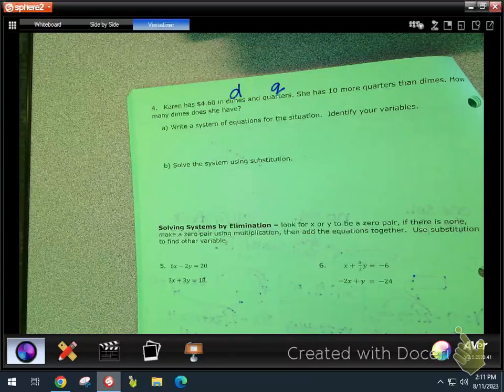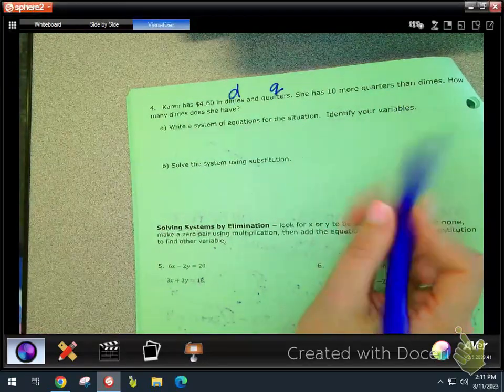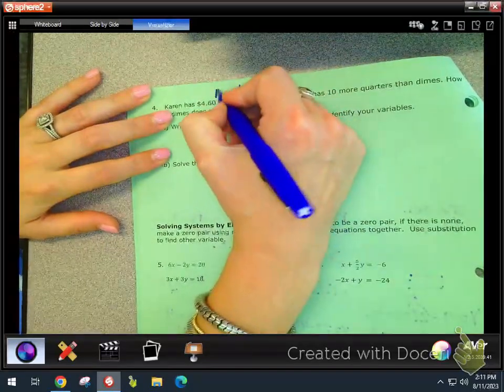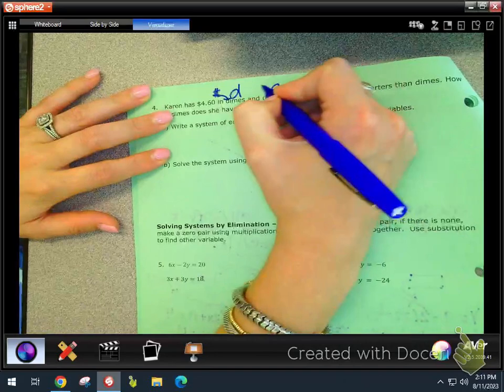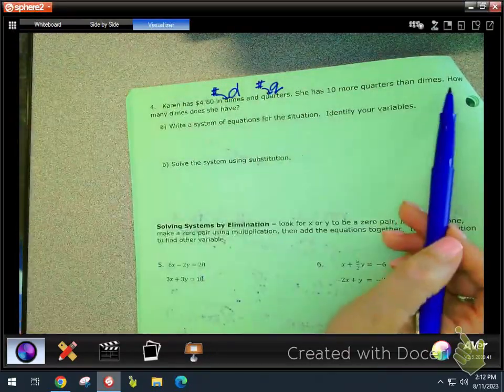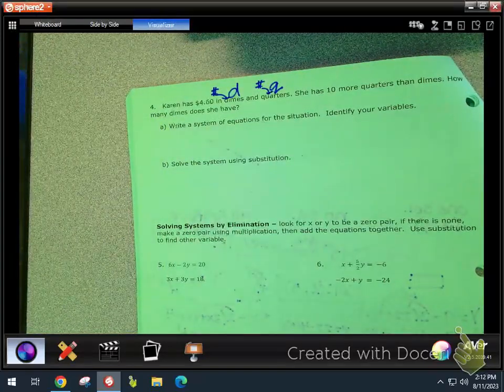So when it comes to writing these, you are writing 2 equations at minimum. Next class, we'll be writing 3. So we need to come up with an equation about the fact that she has $4.60. Then we need one about the number of dimes and quarters. D represents the number of dimes. Q represents the number of quarters, okay? And if you're confused about what your variables are, look at the question. How many dimes? You want to know the number of dimes, not the money value. So there's 2 numbers in here.